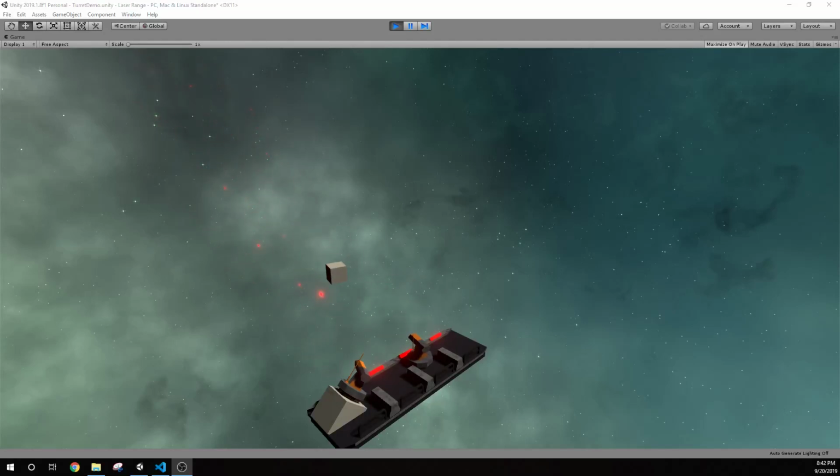Hi guys, Nick here with BitGalaxis, bringing you a new video on turrets and how we can use angles to calculate the rotation for our turret and also the tilt or pitch of the barrel to face an object.